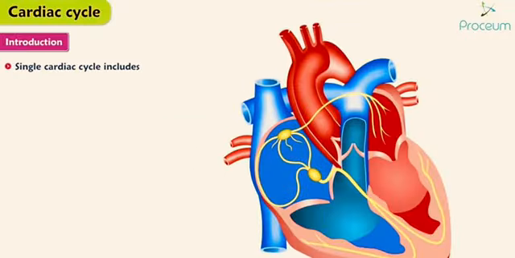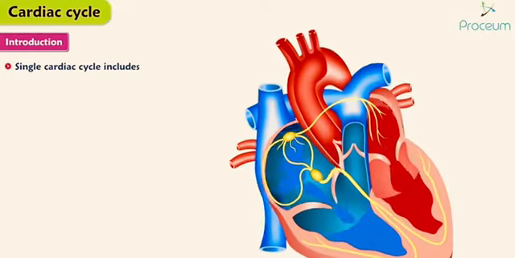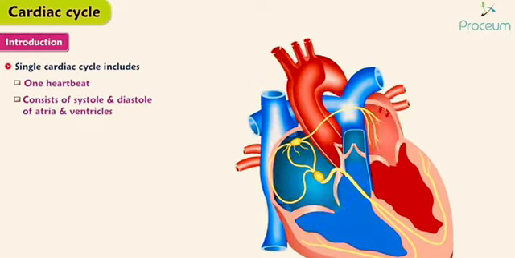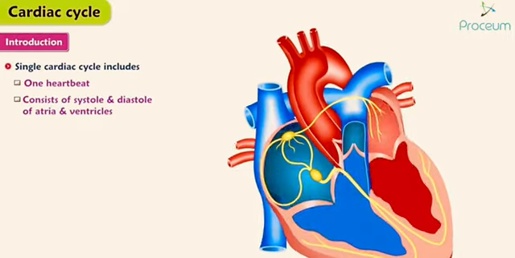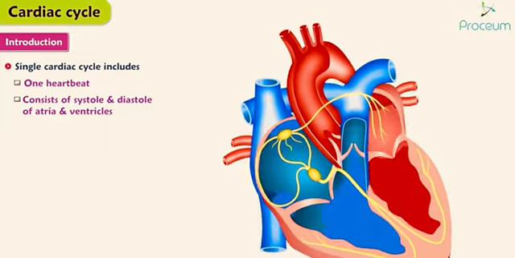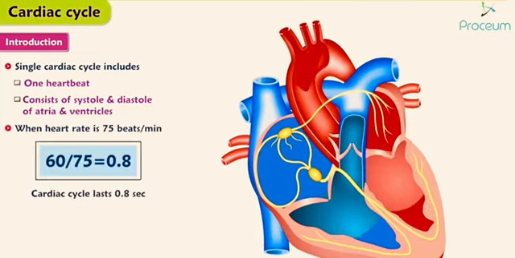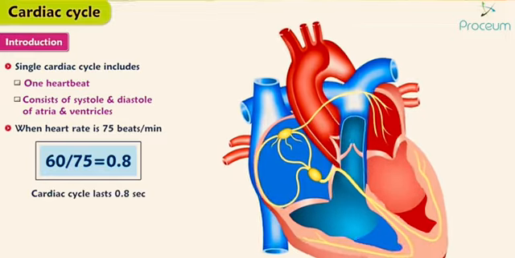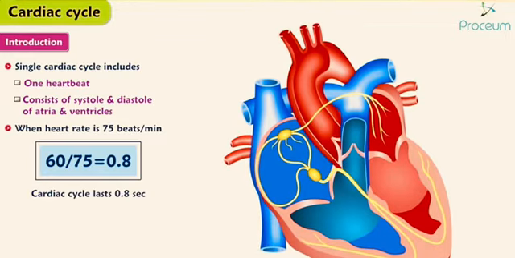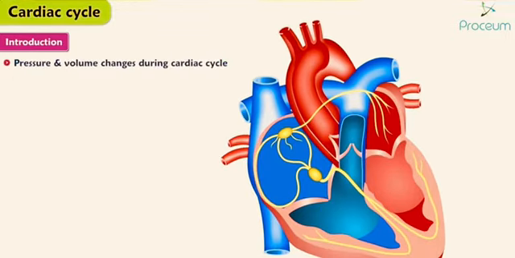Introduction. A single cardiac cycle includes one heartbeat, and it consists of systole and diastole of the atria and the ventricles. When the heart rate is 75 beats per minute, the cardiac cycle is about 0.8 seconds. Pressure and volume changes during the cardiac cycle.